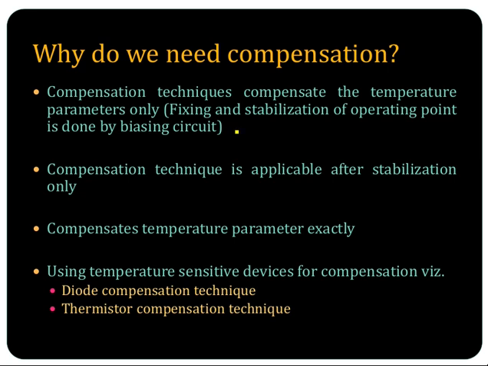That doesn't mean you don't need a stabilization circuit or a biasing circuit here. It just means that after fixing the operating point and stabilizing using the biasing circuits, we are adding an extra stabilization using compensation technique. So it is applicable after stabilization only and compensates temperature parameters exactly. Using temperature sensitive devices like diode and thermistor, this compensation is done.